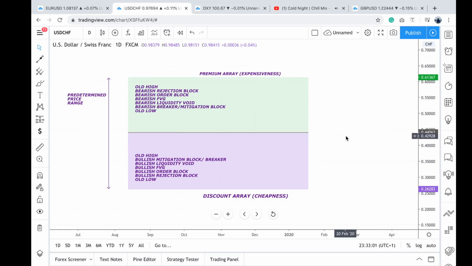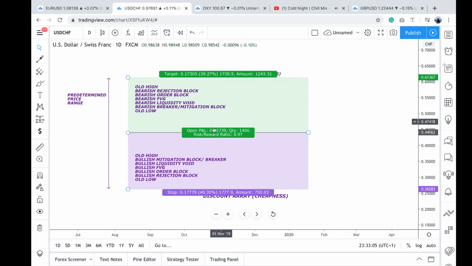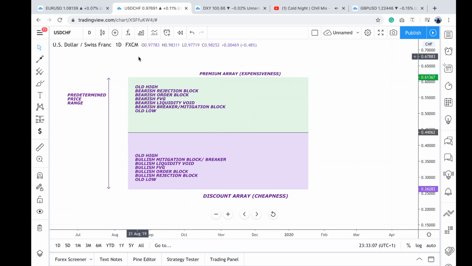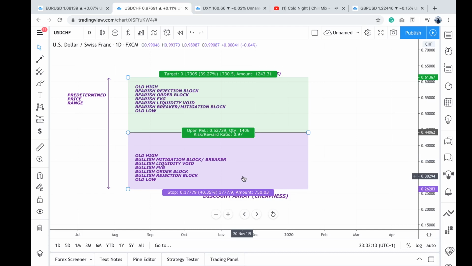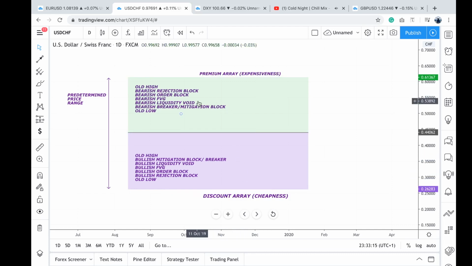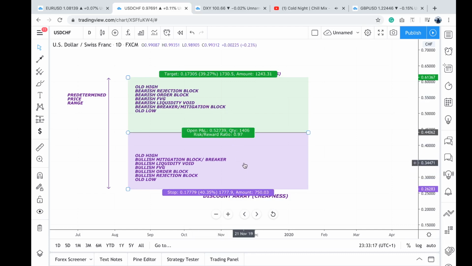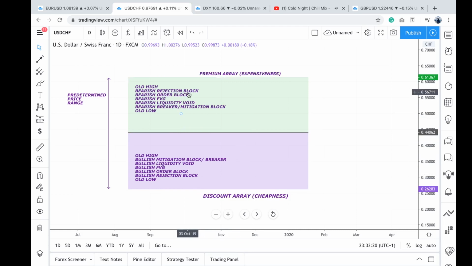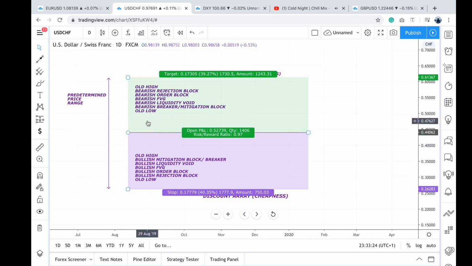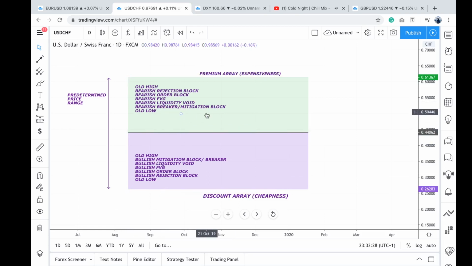And what do we have as institutional reference points in the premium area? So we've got, basically in order of appearance, so take note of this. Okay, in order of appearance on your chart, you've got old low. So if price is moving from a discount area up to a premium area, from cheapness to expensiveness, the first thing price is going to approach, should that be there, is old lows. Once price goes past old lows, the next target is a bearish breaker slash mitigation block.